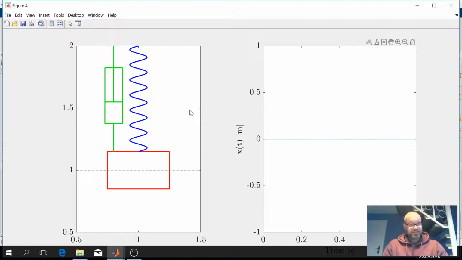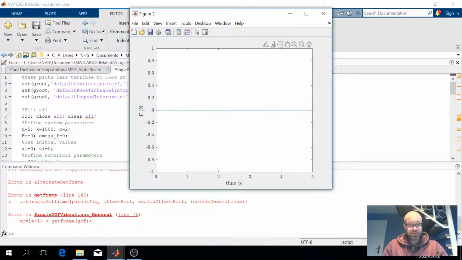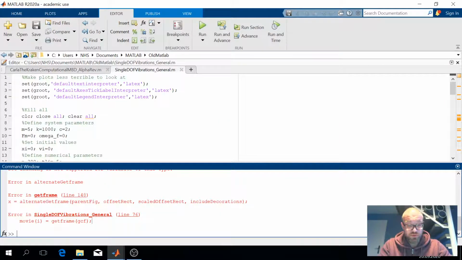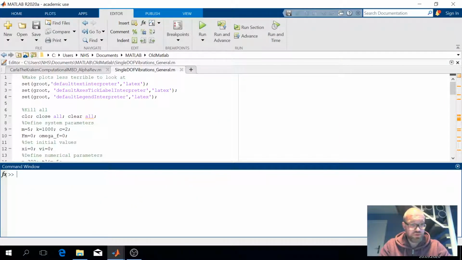But this is the system we'll be looking into now, right? We have a spring, a damper, and a mass. And we can just look into what the circular frequency is. It's 14.14 radians per second. My critical damping is 141 kilogram per second.